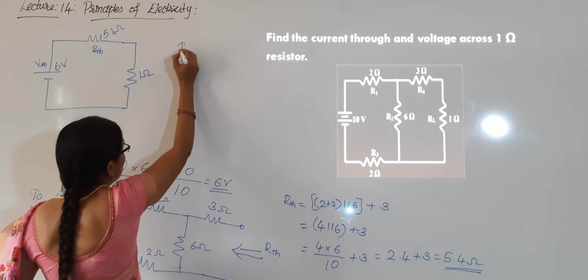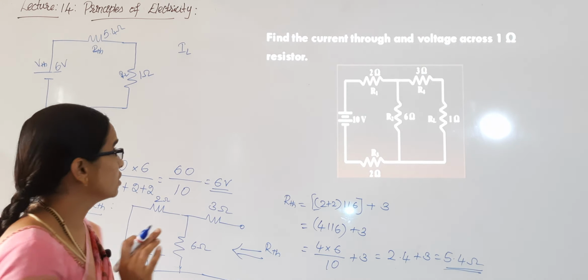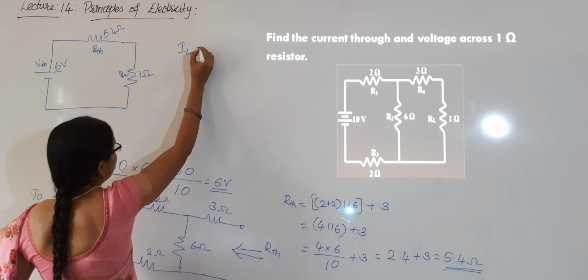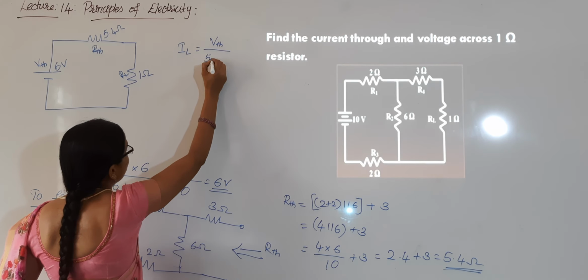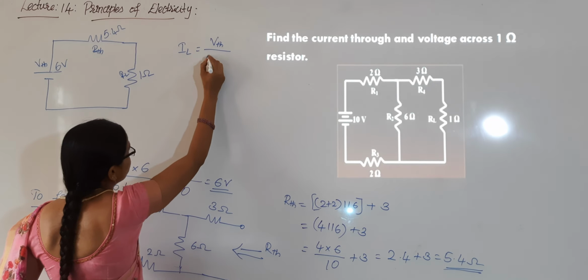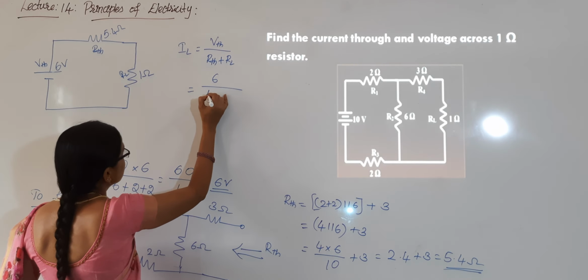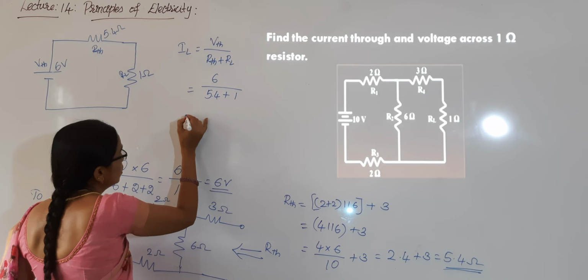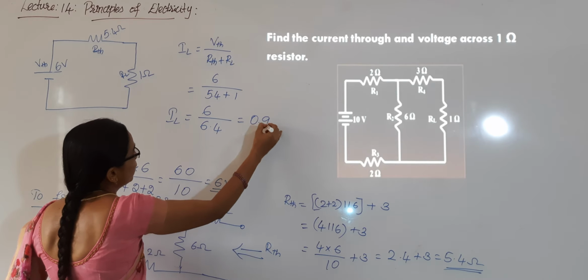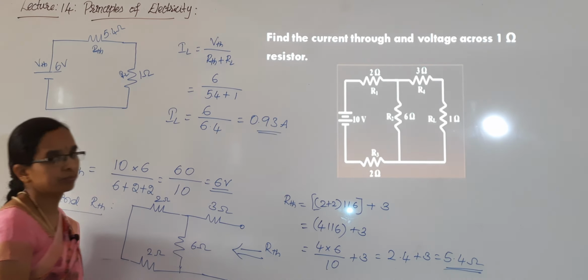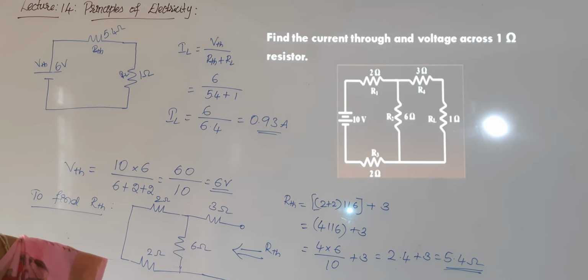Now we have to calculate IL, that is the current through RL. We have connected back the resistor which was removed in the first step. IL is equal to VTH divided by, this is a series circuit, RTH plus RL, that is 6 divided by, RTH is 5.4 ohm plus 1 ohm, then 6 divided by 6.4, IL is 0.93 amperes you will get. Calculate it and verify it.